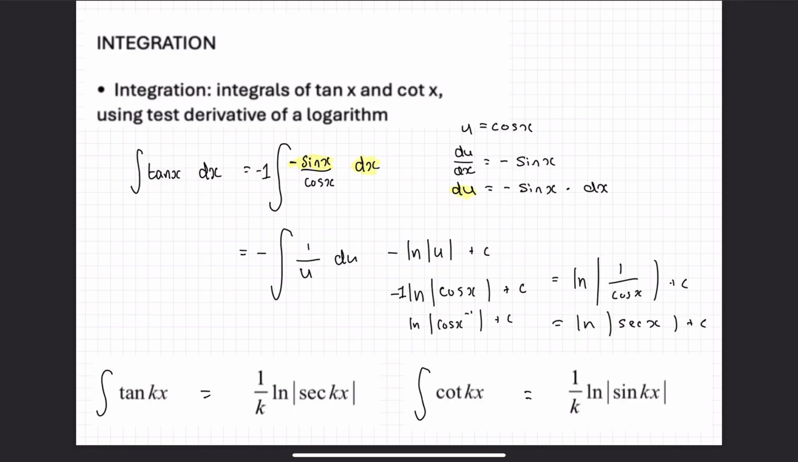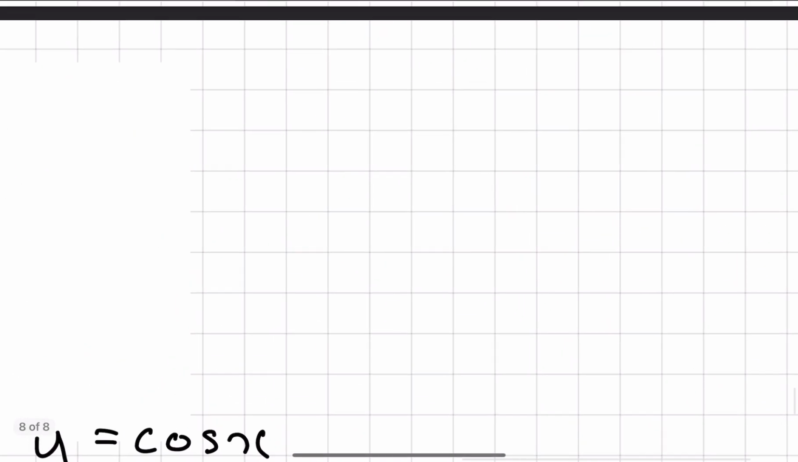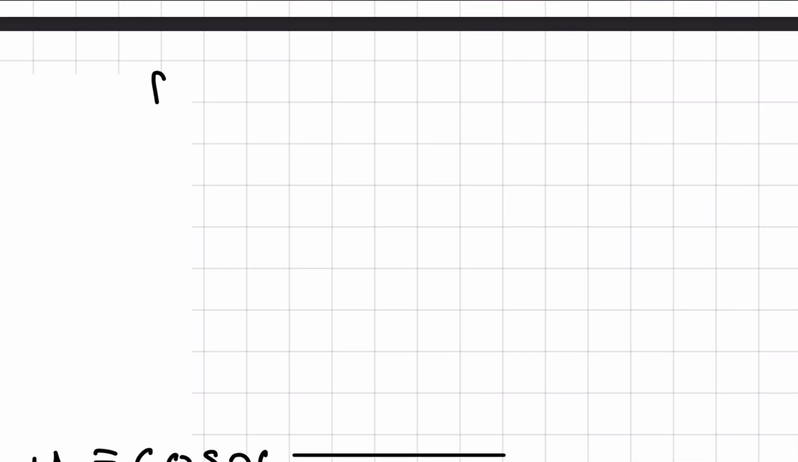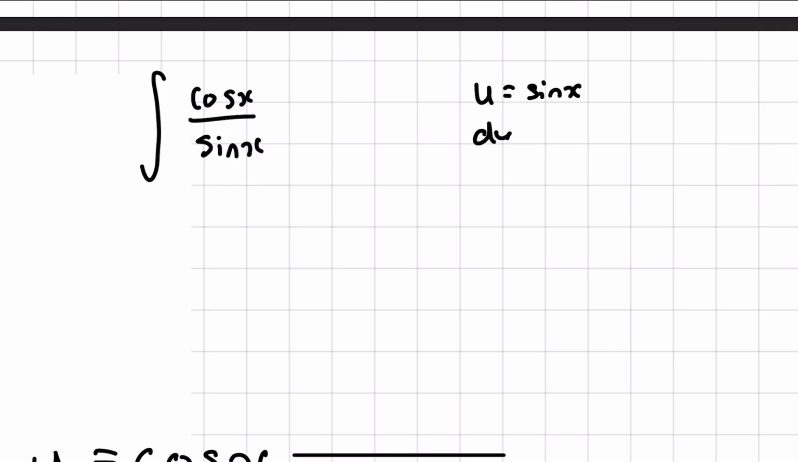Cot x. Let me have a go on it. Right, so cot x is going to be cos x over sine x. Let's do the same thing. Let u equal sine x, so du over dx is cos x. So du equals cos x times dx. I've got dx there.